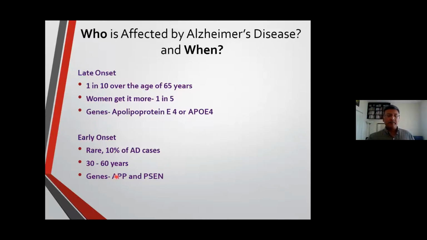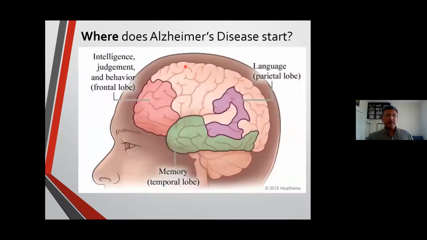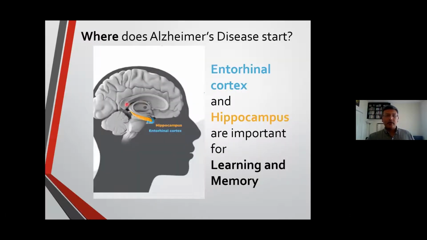So those are the main people affected, and those are the ages, right? So from all this, we can narrow it down to one region where it appears. This is called the temporal lobe because it's around your temples, basically. That's why it's called the temporal lobe. And that lobe has two main regions, the entorhinal cortex and the hippocampus. Incidentally, they are both very important for learning and memory.